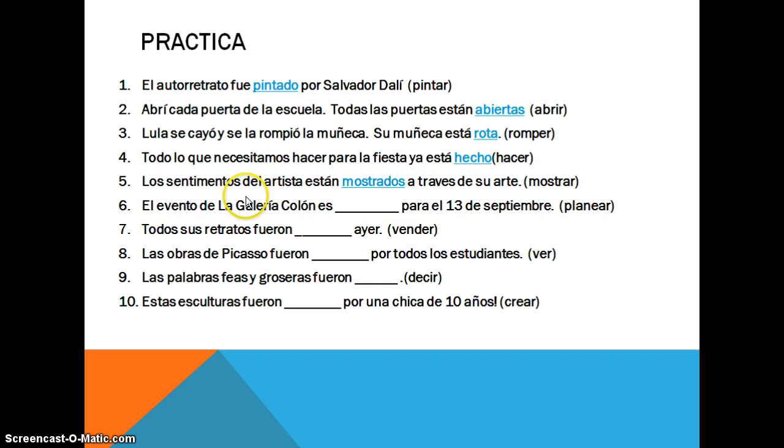El evento de la Galería Colón es blank para el 13 de septiembre. So the event for the Colón Gallery is planned for the 13th of September. So the event is what I'm describing. It's masculine and singular, so it would be planeado.